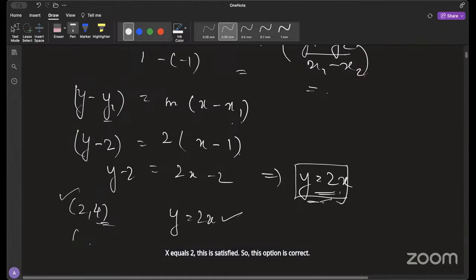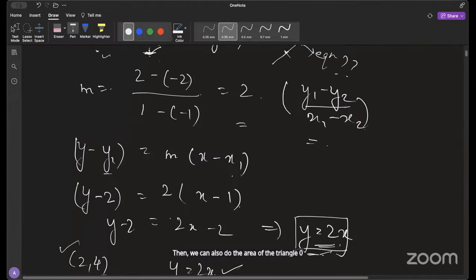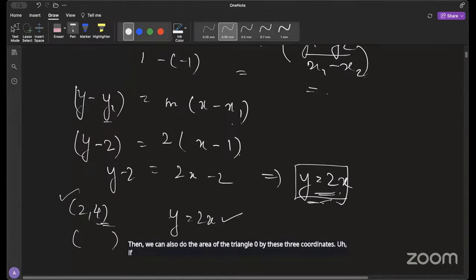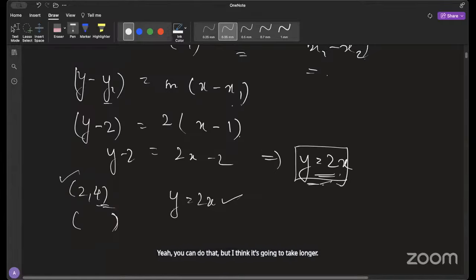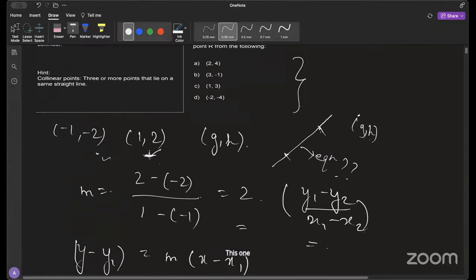Ma'am, we can also do the area of the triangle formed by these three coordinates. If it is 0, then they are collinear. Yeah, you can do that, but I think it's going to take longer. Yes, ma'am, I think this approach is better and easier, I guess.